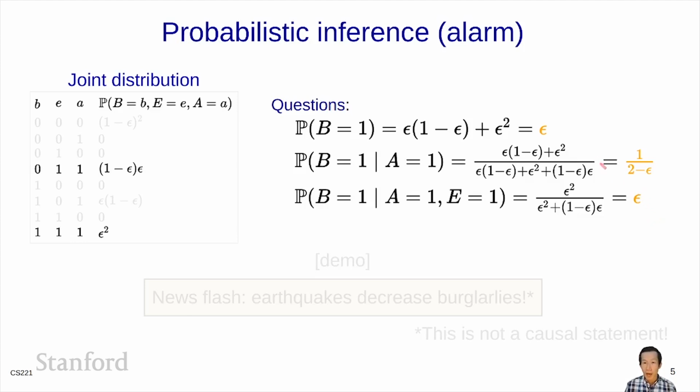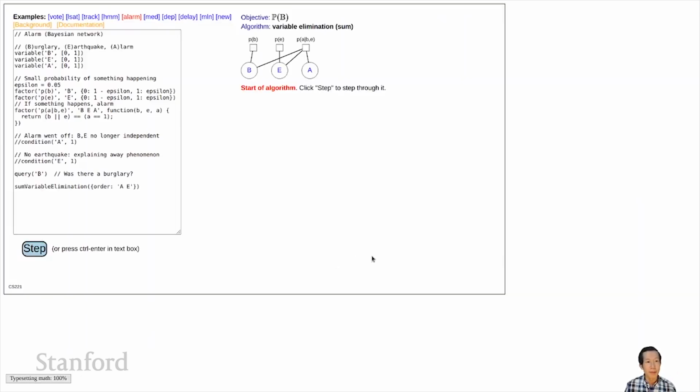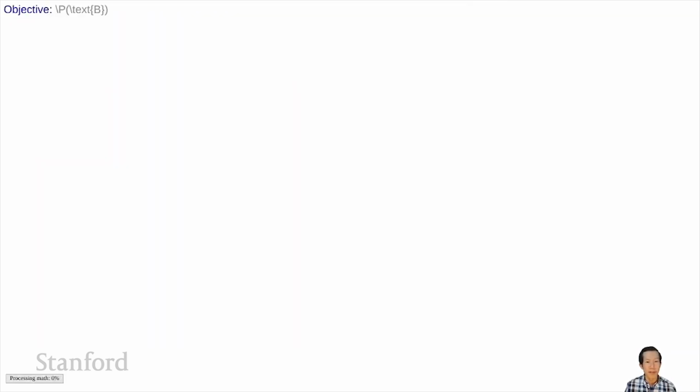Now, when I heard the alarm, the probability of a burglary goes up, rightfully. But now I see that if there is an earthquake, or I hear that there's an earthquake, the probability goes back down to epsilon. So the answer to the question is that observing the earthquake does cause the probability of burglary to go down. Let me actually convince you of this via this demo.